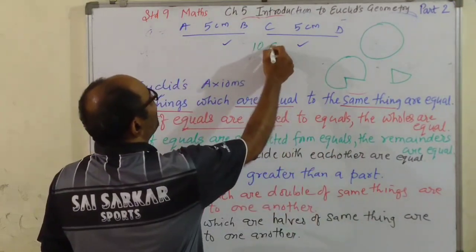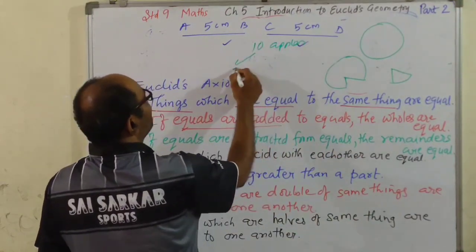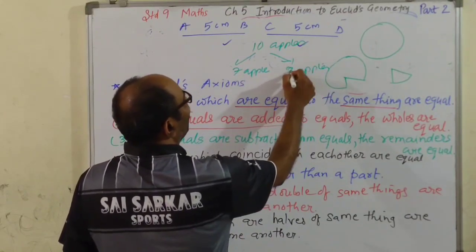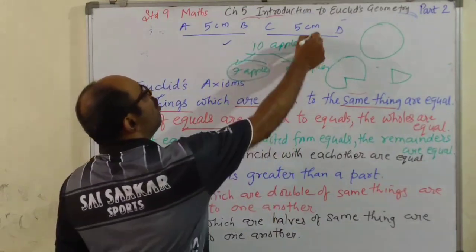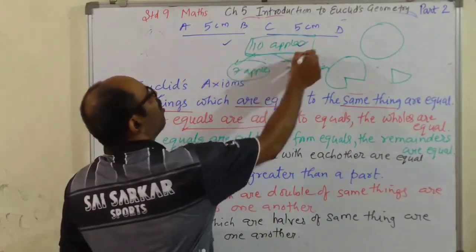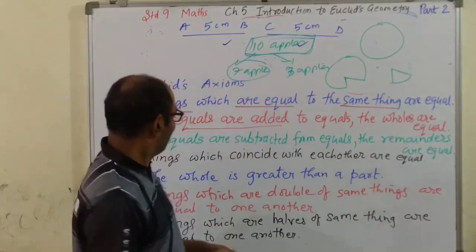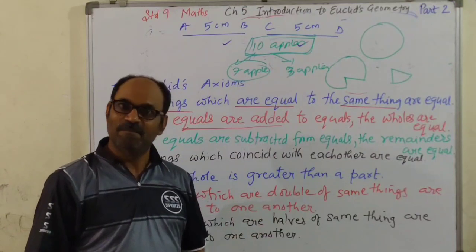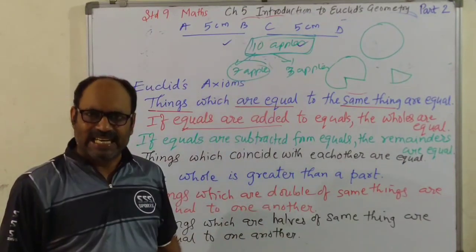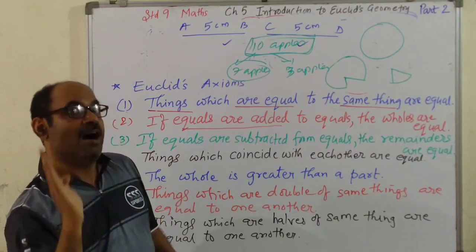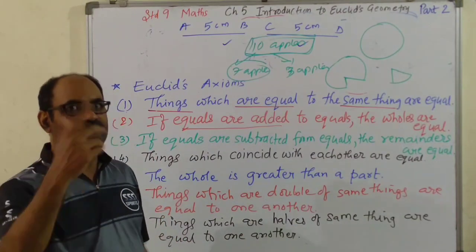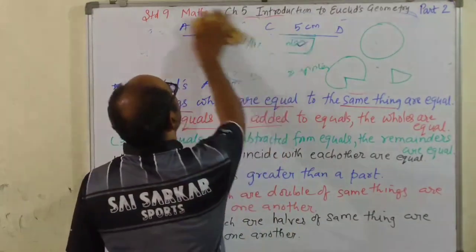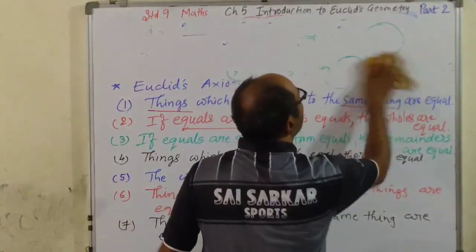Suppose aapke paas 10 apples hai. I make 2 parts, 7 apples here and 3 apples here. Alright. So the whole is greater than this part, and the whole is greater than the other part. So that is postulate number 5. The whole is greater than a part. Yes. The whole is always greater than a part, and conversely, a part is always smaller than the whole. Okay, so that's it.